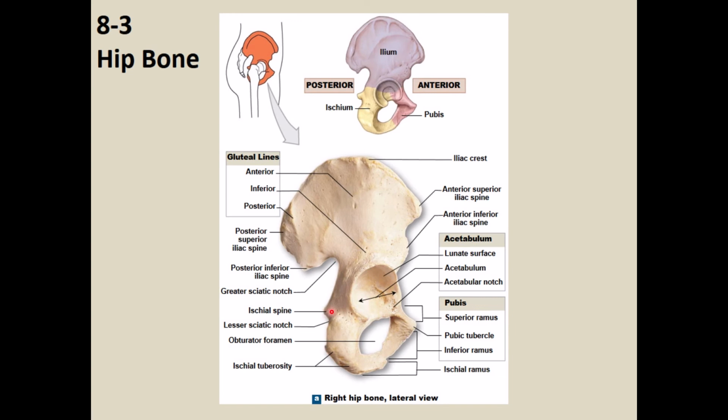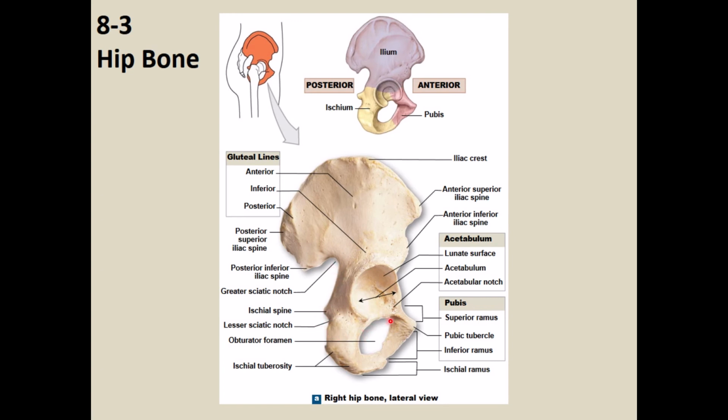And this is a spine, so it's a bony projection here, and that separates the two notches. So this is the greater sciatic notch, which belongs to the ilium, and this spine separates that greater sciatic notch from the lesser sciatic notch that belongs to the ischium. Okay, so the ischial spine separates these two notches.